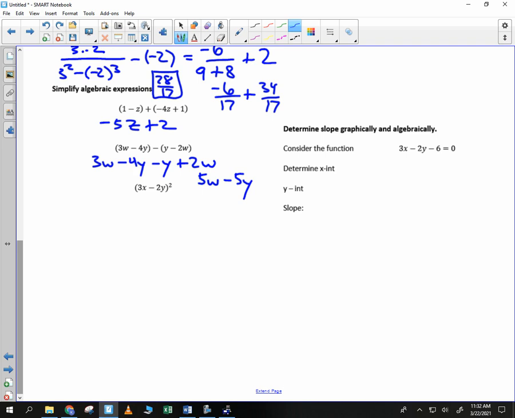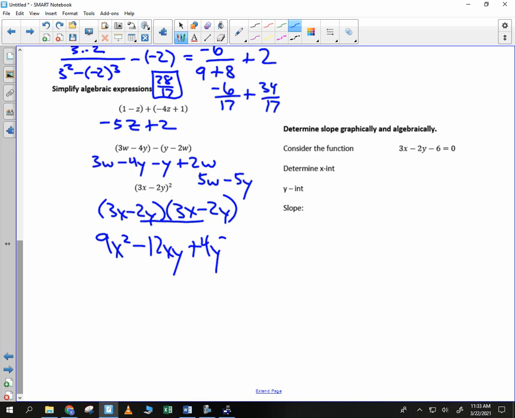How do I do 3x minus 2y quantity squared? Very good. Squaring means that I take it and multiply it by itself. So 3x minus 2y times 3x minus 2y. So we distribute to each term. 3x times 3x is 9x squared. And then you have negative 6xy twice. So you get negative 12xy. Then negative 2y times negative 2y is positive 4y squared.